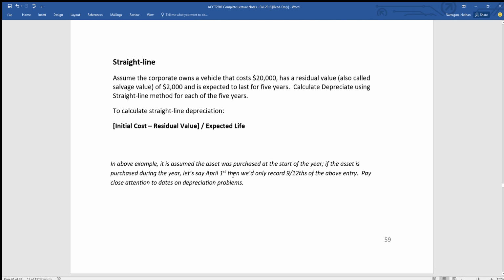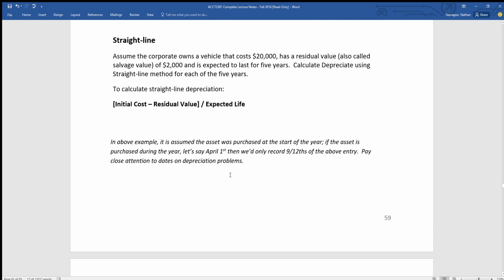back to straight line, because I know y'all love straight line. Again, this appeared in chapter 3, but we're going to focus on basically how it works again. We're going to use an example because cars are the easiest ones. We're going to have a vehicle that cost us about 20 grand, and it's going to have a residual value, or salvage value, depending on how they want to take it to you, of 2 grand. Okay, and it's expected to last for 5 years. We must calculate depreciation using the straight line method for each of the 5 years.